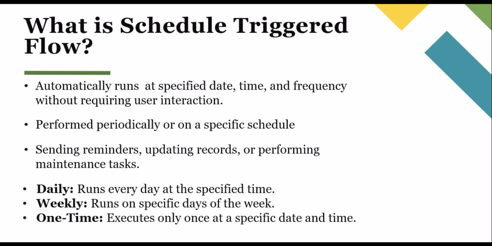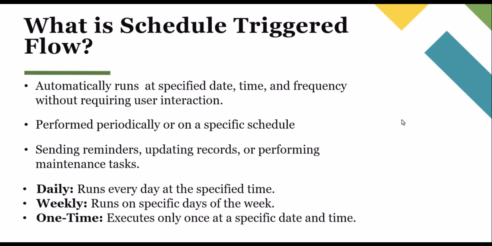Now when the schedule trigger flow will execute, there are three frequencies: daily, weekly, and then one time. In the daily frequency, the flow runs every day at the specified time. Then for the weekly frequency, the flow runs on the specific days of the week. And for the one time, it executes only once at a specified date and time.